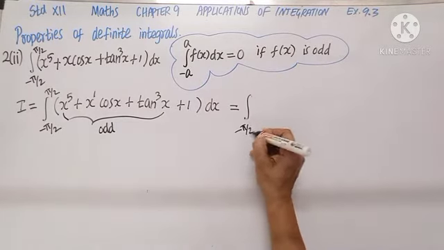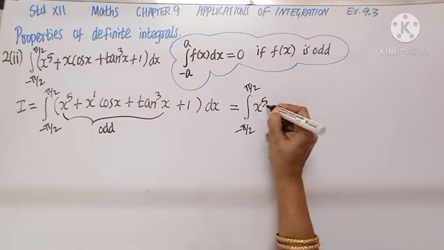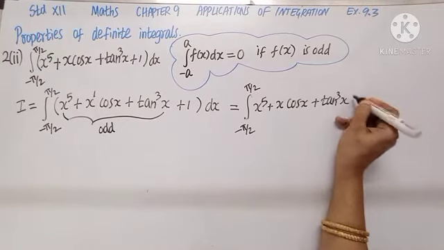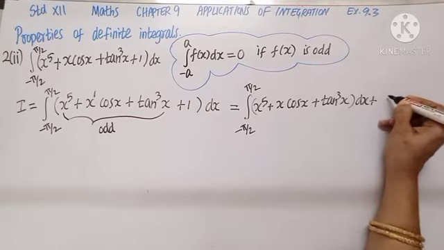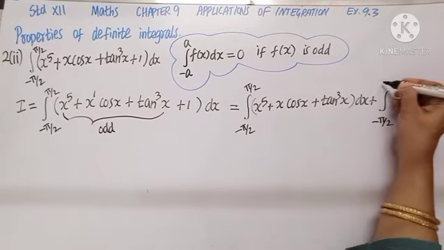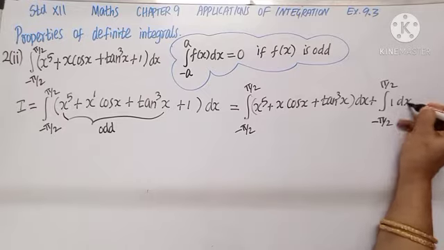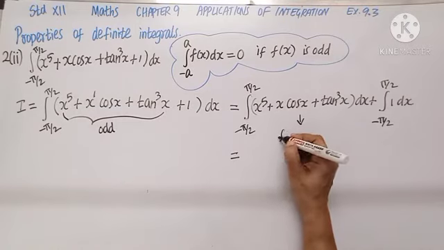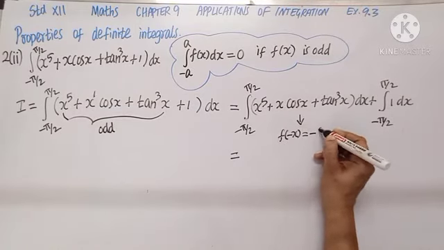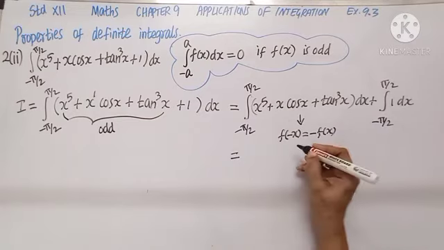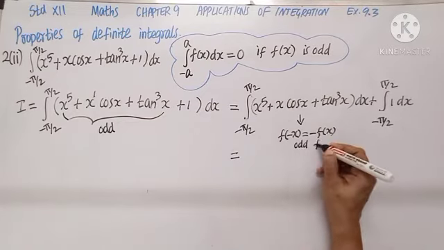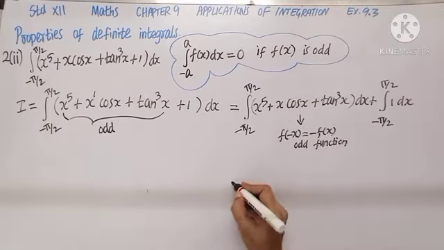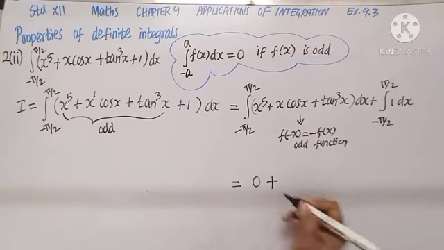So integral from minus pi by 2 to pi by 2 of x power 5 plus x cos x plus tan cube x into dx, plus integral from minus pi by 2 to pi by 2 of 1 dx. In the first one, f of minus x equals minus f of x. So it is what function? Odd function. So using this formula, I can immediately say the answer is 0.